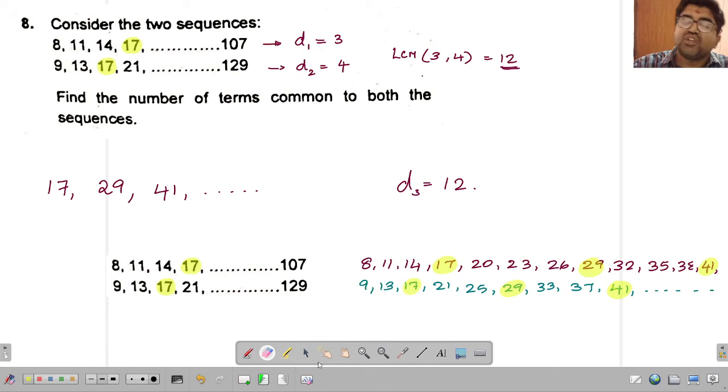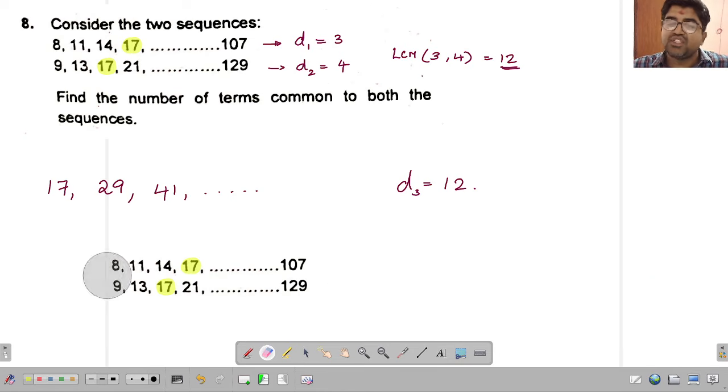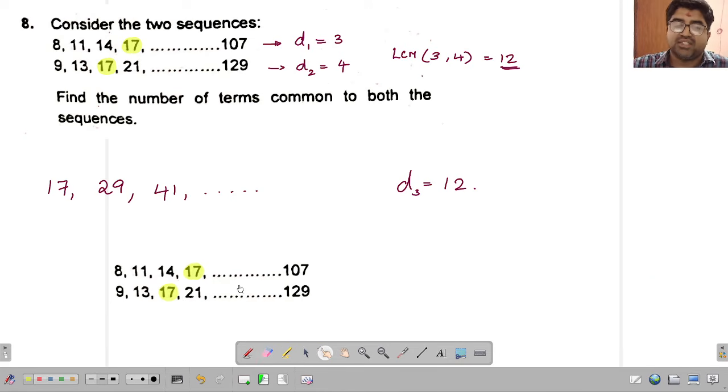If you are going to frame a sequence that consists of only those terms which are common to the first sequence and the second sequence, that sequence will have the common difference equal to 12. And how did you derive that 12? 12 is nothing but the LCM of the common difference of the first sequence and the common difference of the second sequence, LCM of 3 and 4. Got it? So that's the basic logic with which you have to attempt these types of questions.